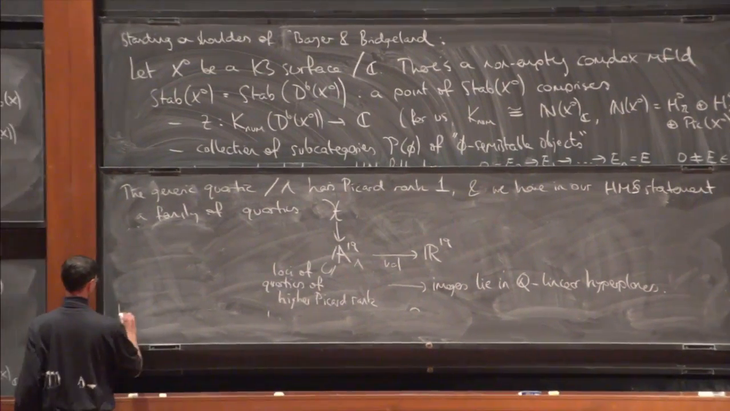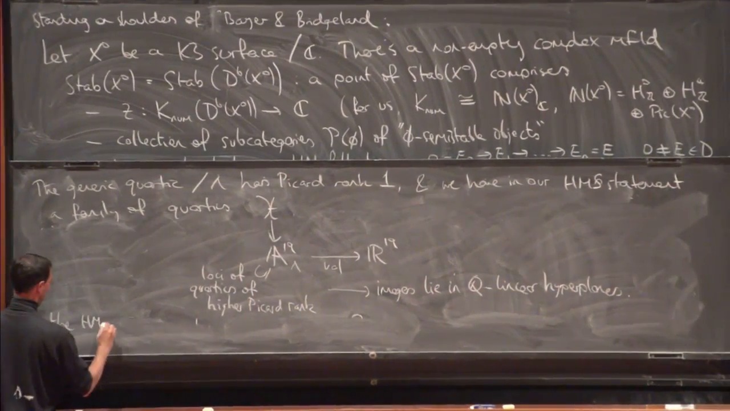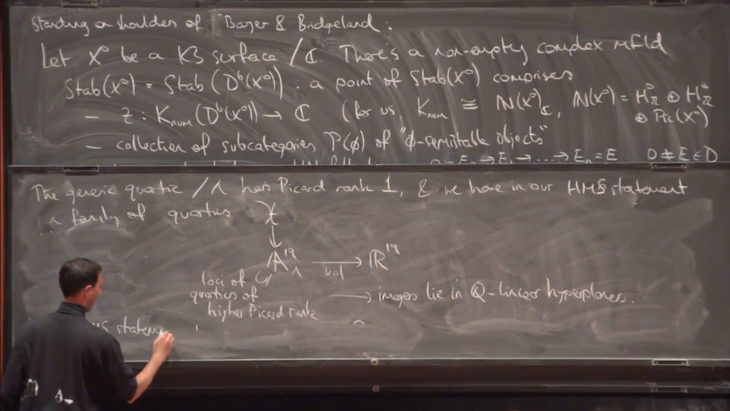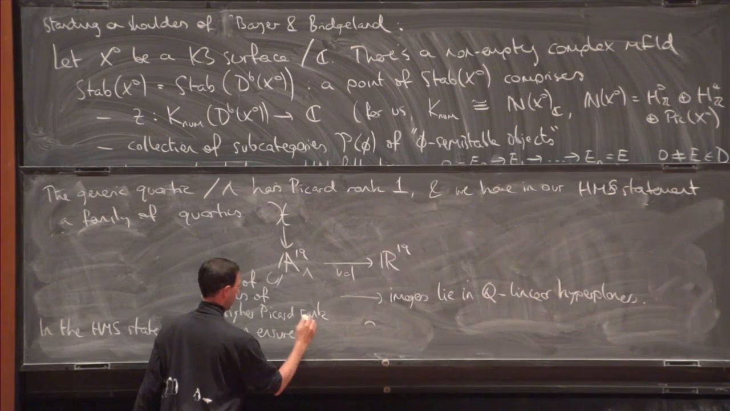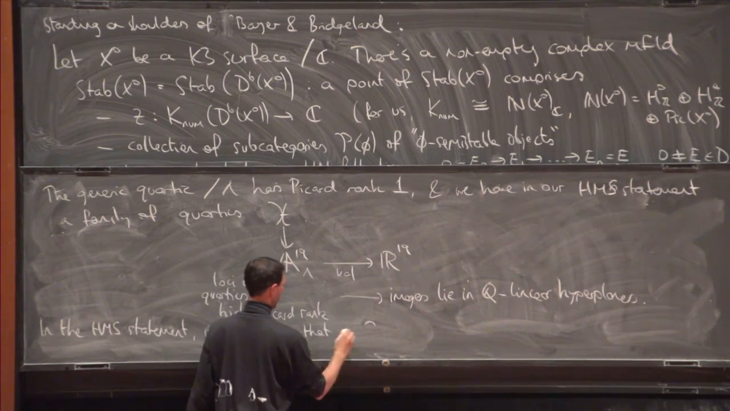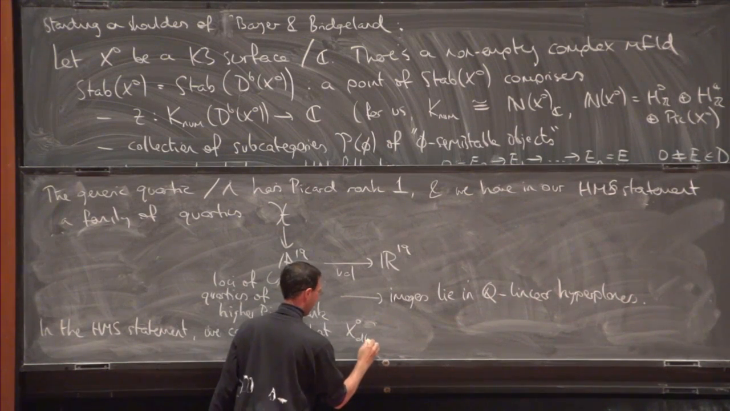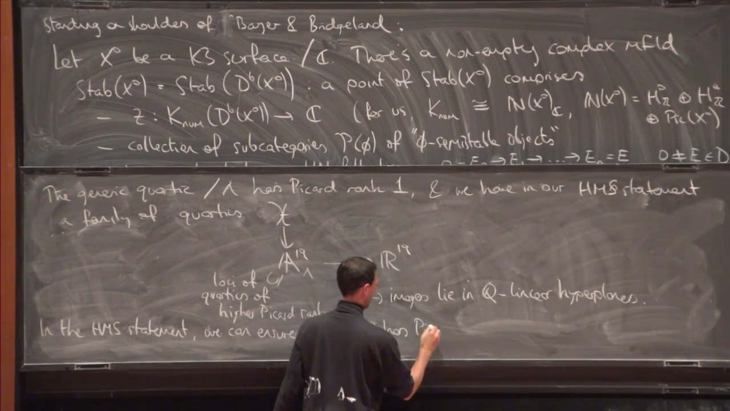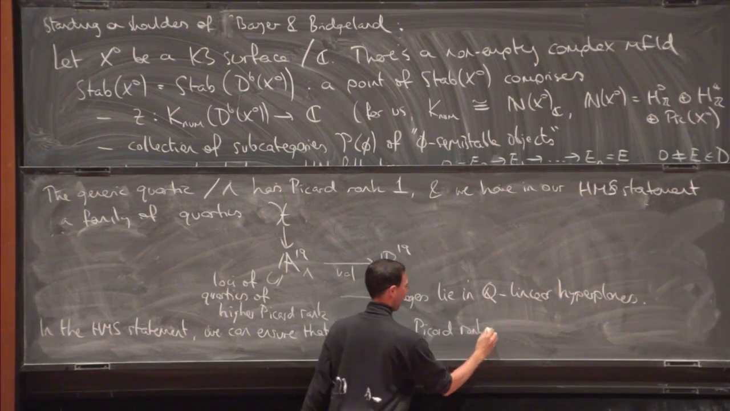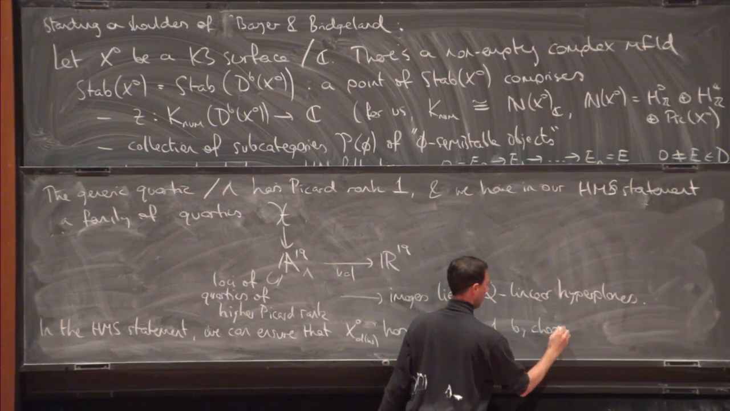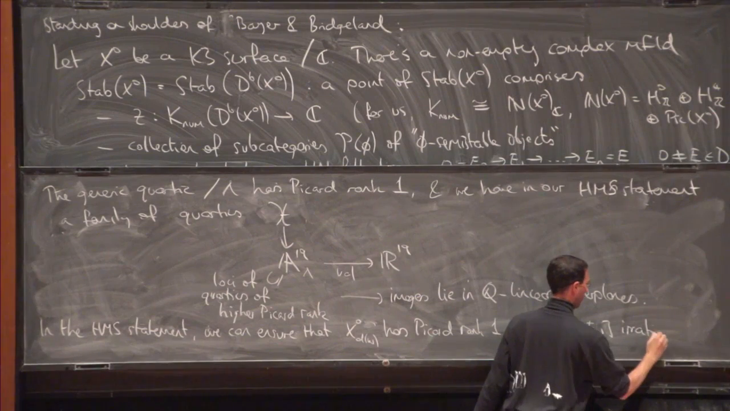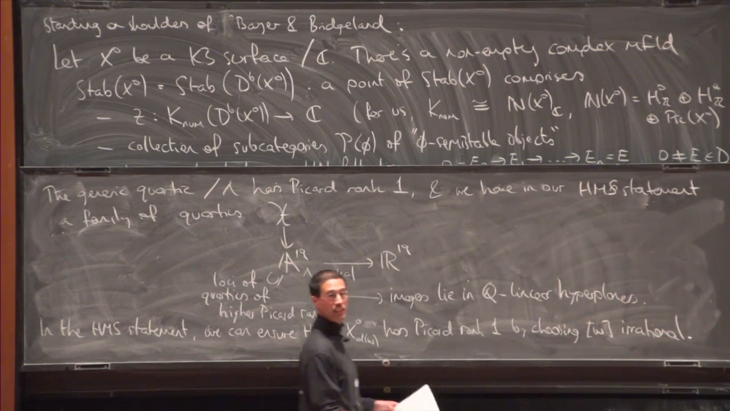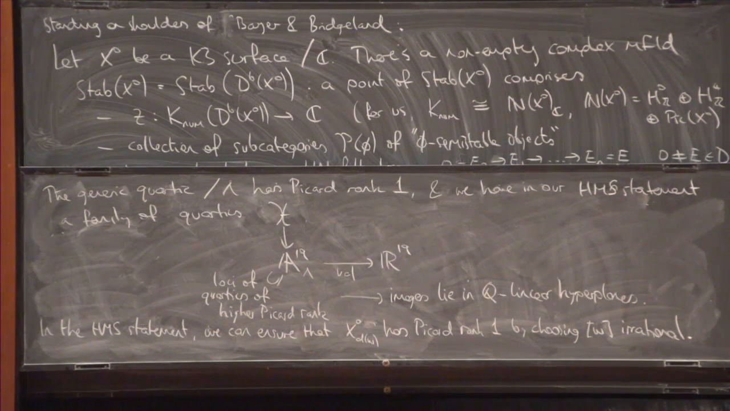So in the HMS statement, we can ensure that X check_omega has Picard rank 1 by choosing omega to be irrational. So that explains the origin of this irrationality hypothesis in the statement of the symplectic consequences.